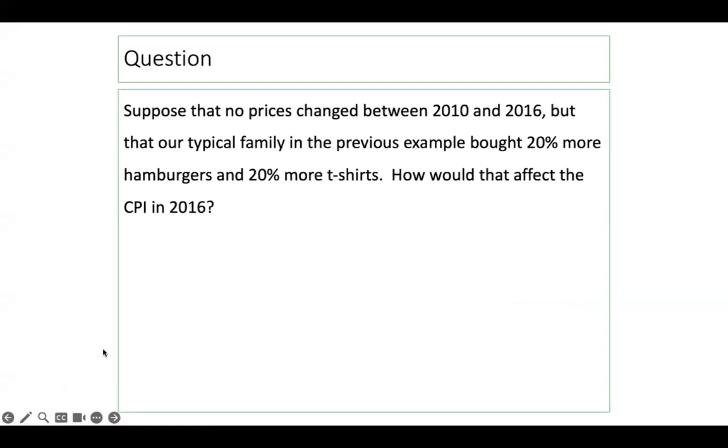All right. Now, quick question to see if we got the basic ideas here. Suppose that no prices changed between 2010 and 2016, but our typical family in the previous example bought 20% more hamburgers and 20% more t-shirts. What would be the effect on CPI in 2016? If you answer in the chat, I cannot see the chat, so you have to use your voice. Increase. Increase by how much?